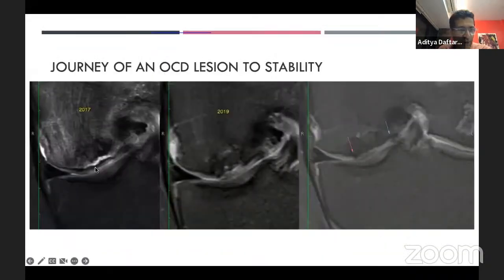Here is an osteochondral lesion. So you can see the chondral flap. You can see it delaminating down here. In 2019, you can see how it starts to heal, because this is just periosteum lifted off here. And then here you can see later on how it's healed completely.